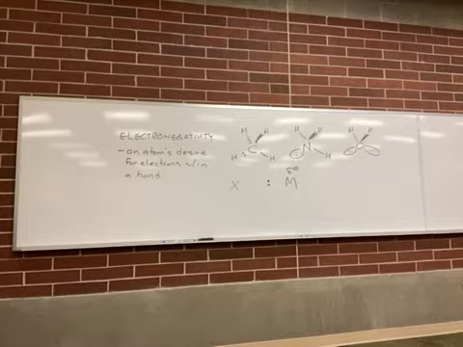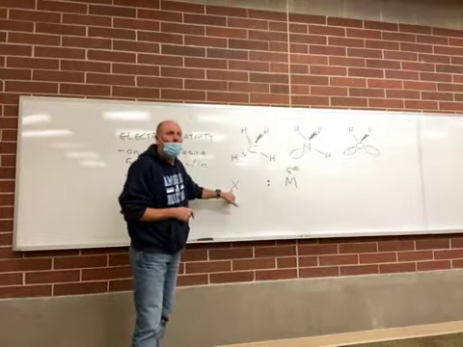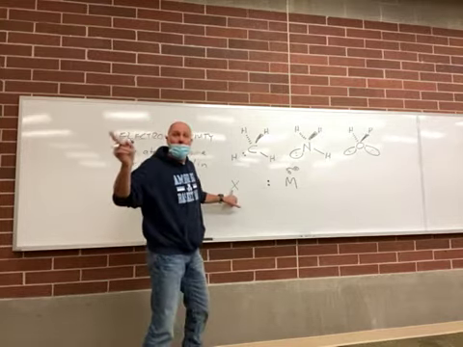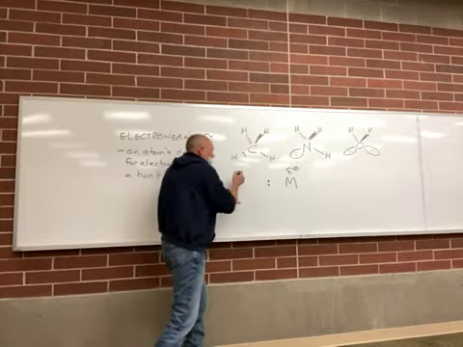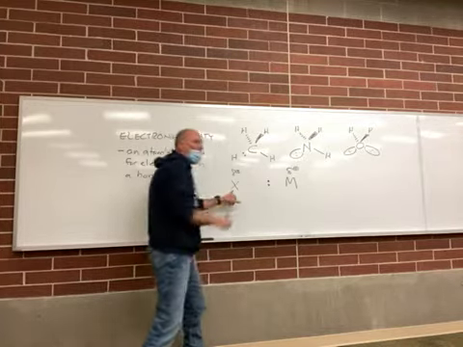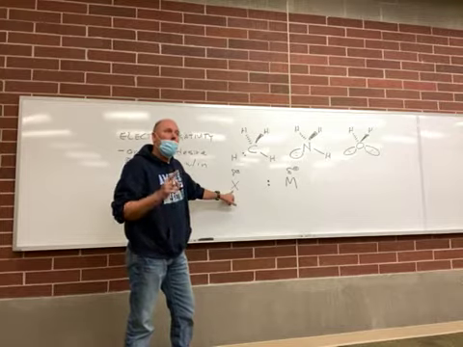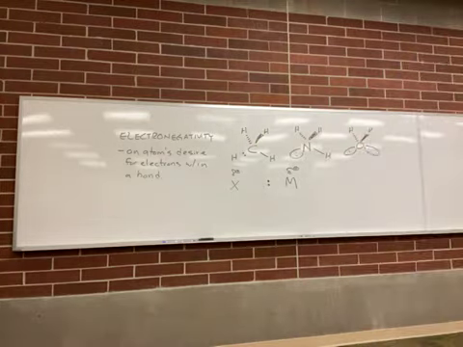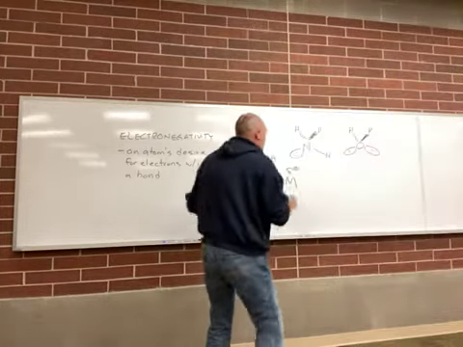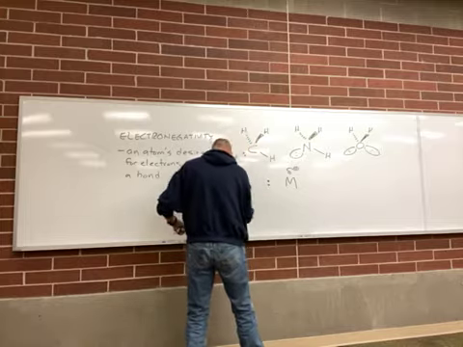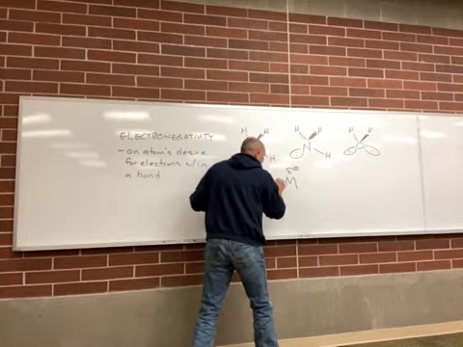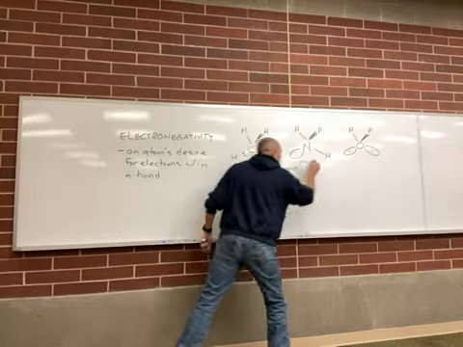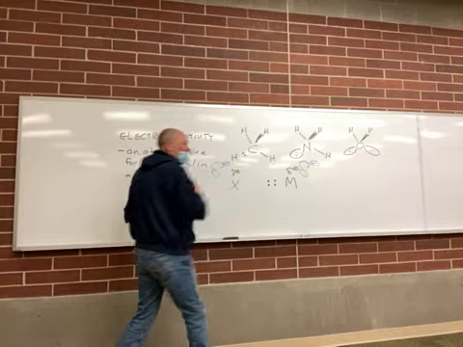In its wake, what is happening to X? It's becoming more positive. So this is starting to form a partial positive. Notice, as the electrons move more and more towards the M, notice what's going to happen. My charge is going to get larger, right?